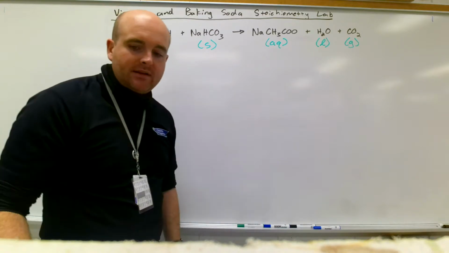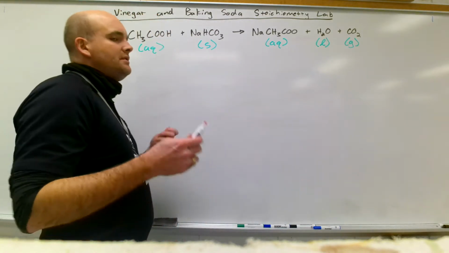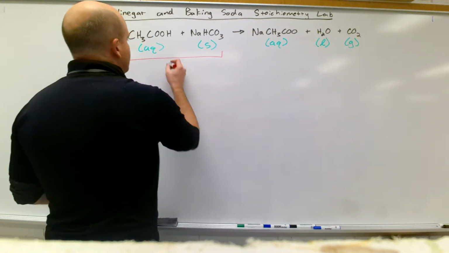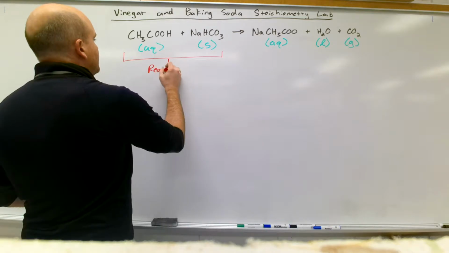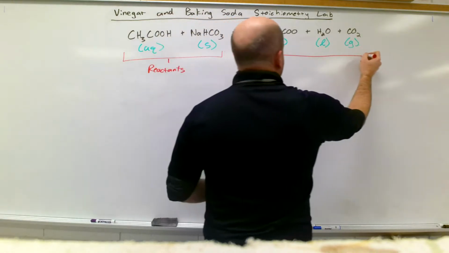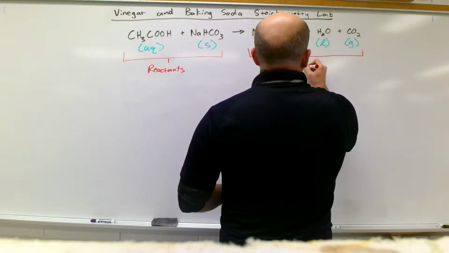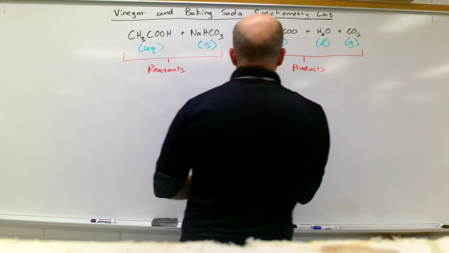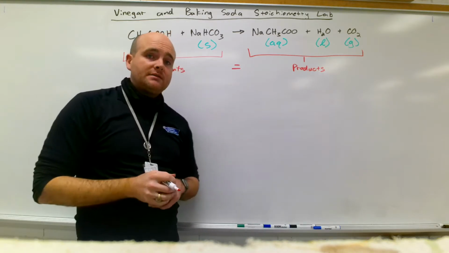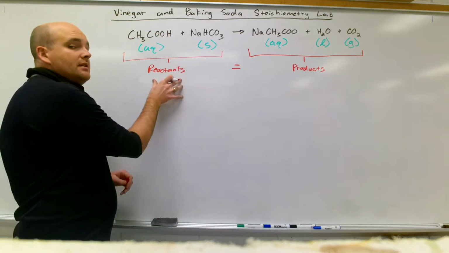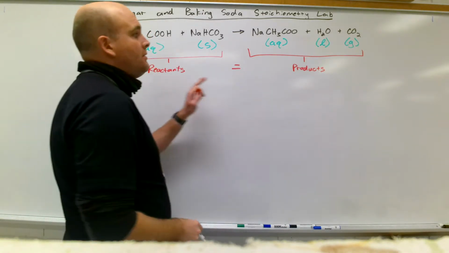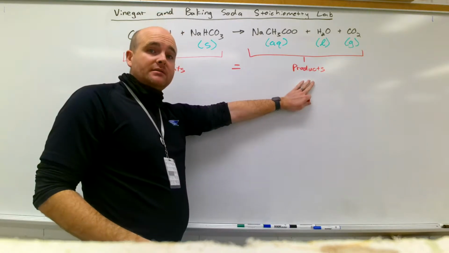Now, here is the idea for this. We're going to use the law of conservation of mass. We understand that this part right here is our reactants, and this part over here is our products, right? Now we know that the masses of the two must be equal, thanks to the law of conservation of mass. We're going to measure the masses of the reactants, and then we're going to find the masses of the products.